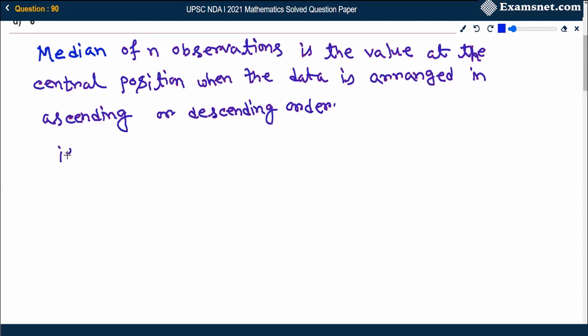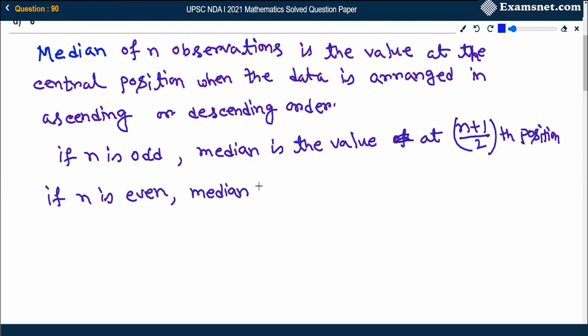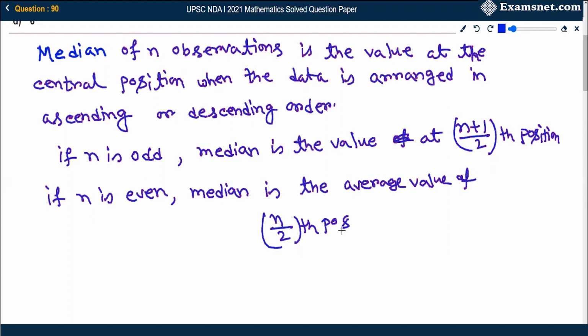Now if n is odd, then we can say median is the value at (n plus 1) by 2 position, and if n is even, then median is the average value of the n by 2 position and (n by 2 plus 1)th position.